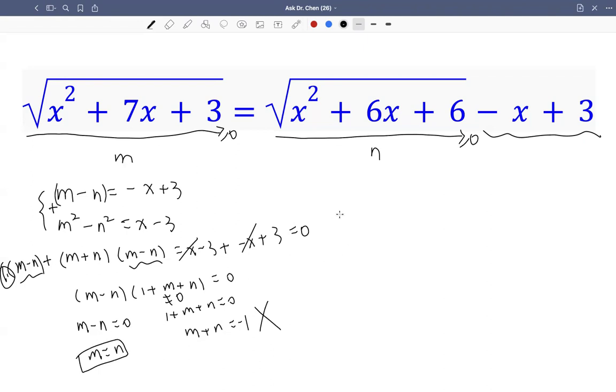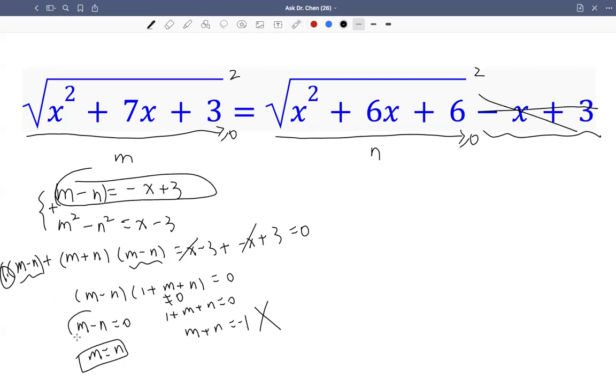Okay, now m equals n. Now we need to solve for x, right? m is this, n is this. We could just square both sides, but forget about this. Let me just use this. So m equals n now. So I square this side, I square this side. Okay. m equals n, basically just m minus n. Oh, we don't need to do anything anymore. Use this first equation.